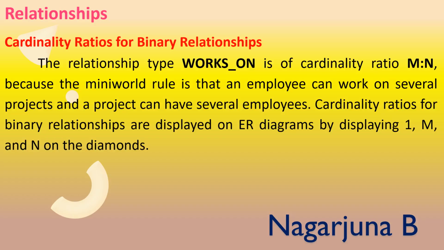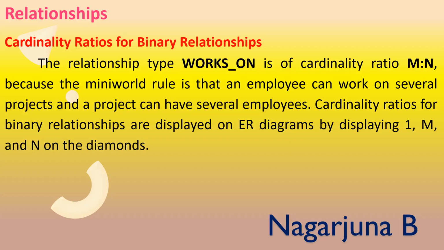For example, in the case of a works for relationship, there is a binary relationship between employee and department. We will be writing 1 at the side of the department entity, and N at the side of the employee entity. That means in one department, N number of employees can work. In this way, it will be displayed in an ER diagram by writing 1, M or N beside the diamond, which is used for the purpose of representing a relationship.